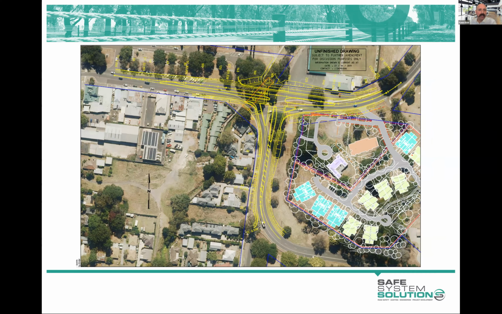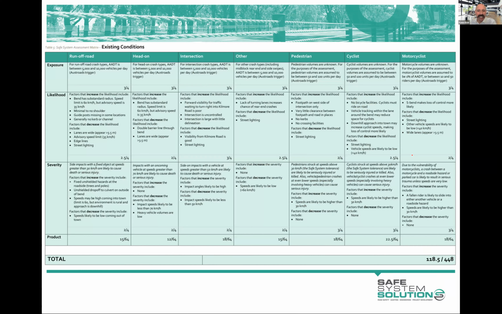So the first thing you do there is you produce your existing conditions matrix. And here's an example. Don't worry about reading the detail of this, but this is still a fairly light one. You can see there's a little bit of information about the exposure, and you've got your exposure scores in there because of the AADT and the numbers. You've got your likelihood factors, and you can see factors that increase likelihood, a few dotted there. Factors that decrease likelihood of crash, a few dotted there. And there's a final score.